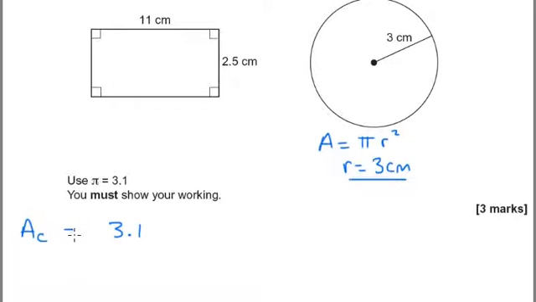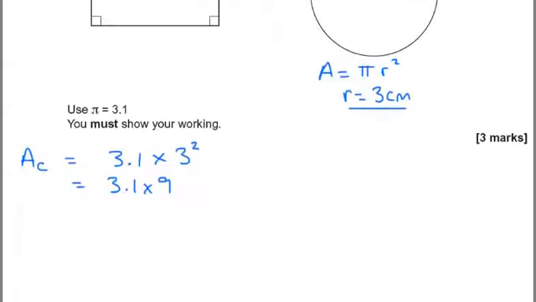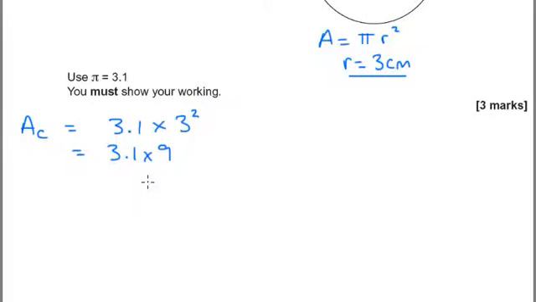So let's call that a little c. Is pi, which we're going to write down as 3.1, times by the radius squared. 3 squared is 9, so we need to do 3.1 times by 9. There's a few different ways you can do 3.1 times by 9. You could times by 10 and then take one lot of 3.1 away. So that would give us 31 minus 3.1.